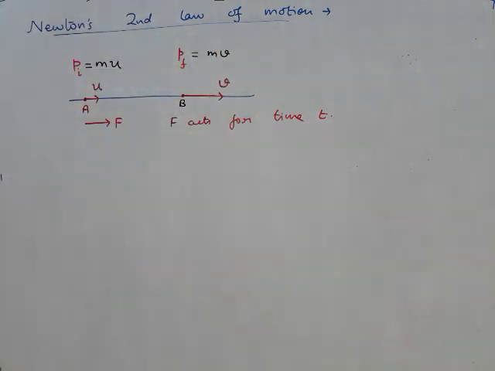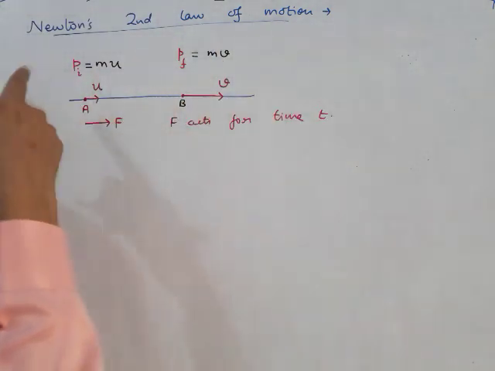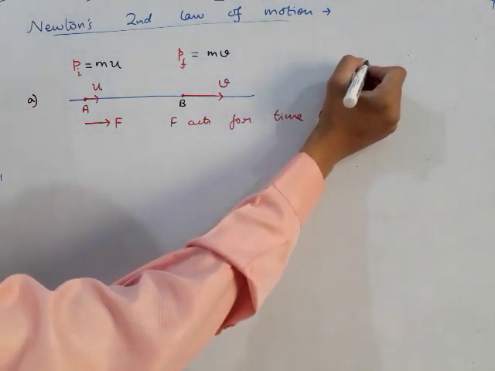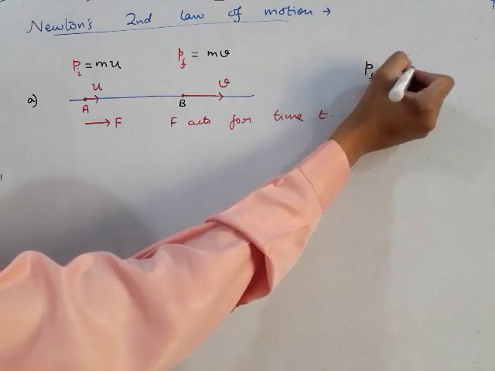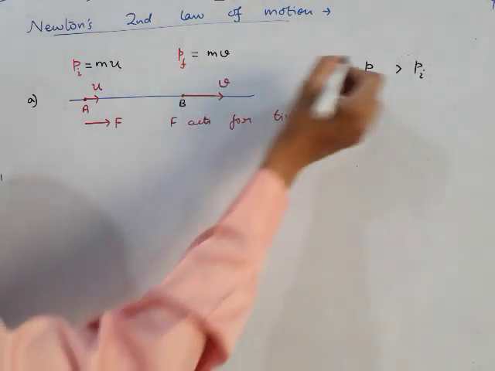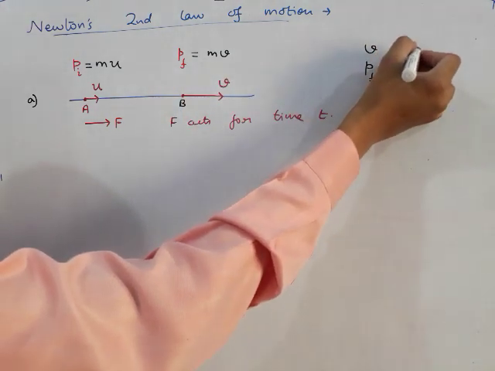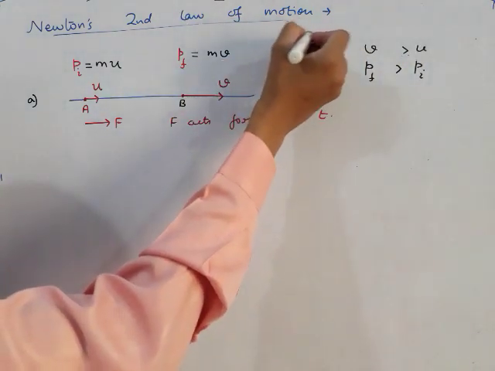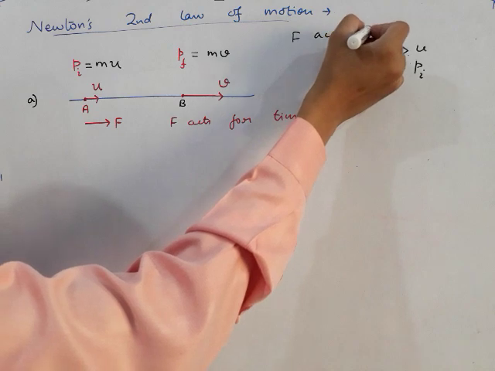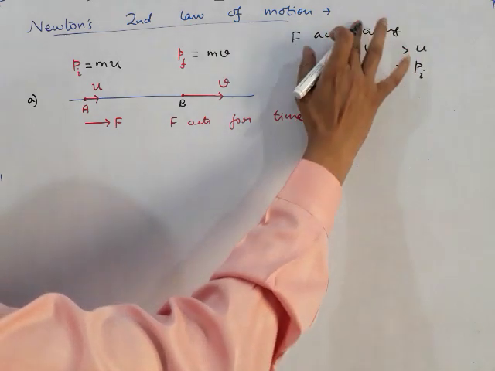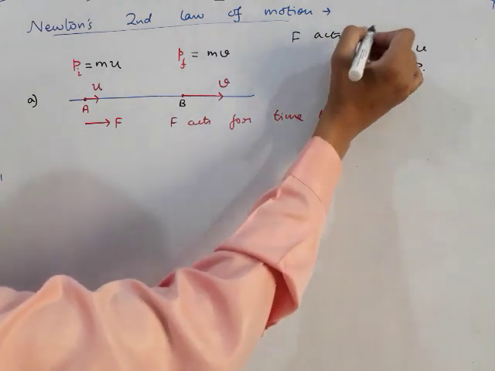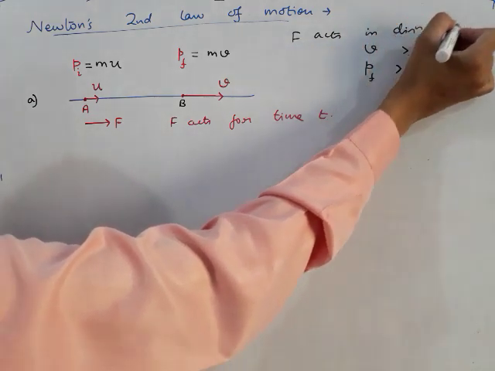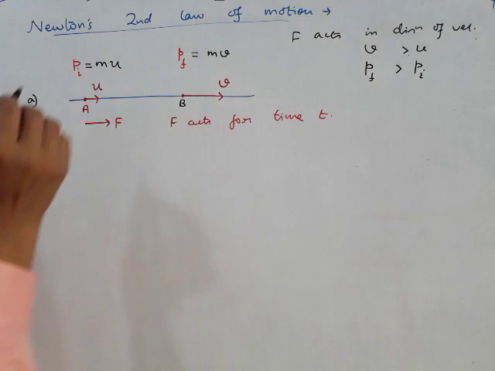Now tell me, students, out of these two, which is greater? In this situation, which I call figure A, pf is greater than pi. Why? Because I have discussed v is greater than u. Why? Because the force F acts along the direction of motion, or in the direction of velocity.